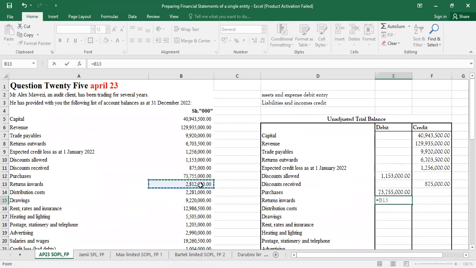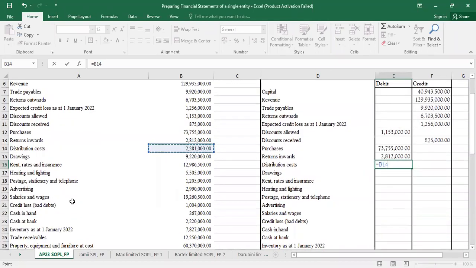Where is it here? Enter. There we have our distribution costs. So distribution costs are an expense, isn't it? So like it is here. And just as you can see, the next thing we have is drawings. Drawings are more like an expense, not a liability. So that one has a debit entry. We also have rents, rates and insurance, an expense as a debit entry. We have heating and lighting as a debit entry, isn't it? We have postage, stationery and telephone, debit entry. We have advertising as a debit entry.